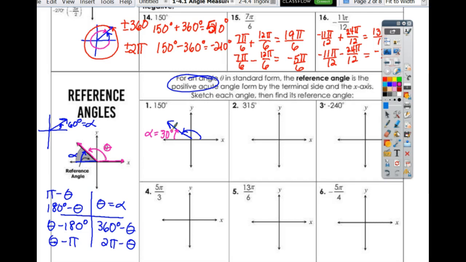What did I just write here? 180 minus 150, what is it? Which is what I wrote. You're saying theta, you're not saying 150. What is what? Well, now it's 315. Okay, what is that?